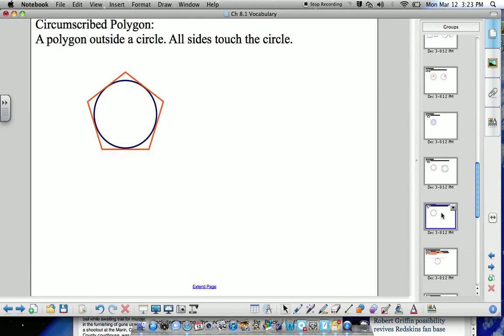A circumscribed polygon is a polygon outside of a circle. It goes around. Circum is a Latin word which means around. This one goes around the circle. Here, all the sides of the polygon touch the circle. Any regular polygon can be circumscribed on a circle.